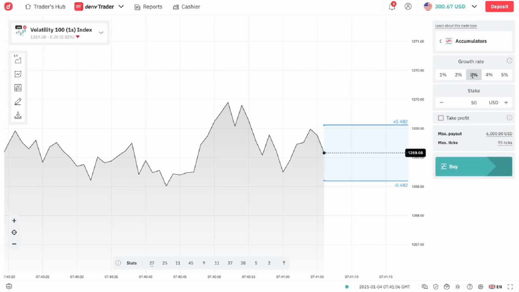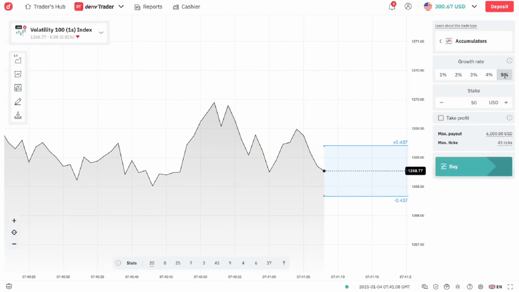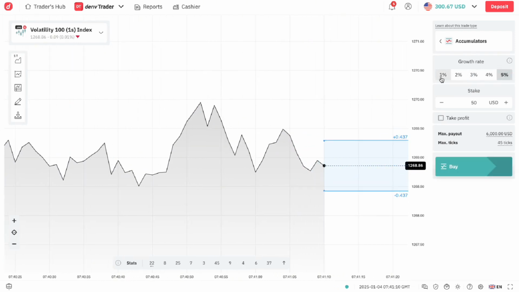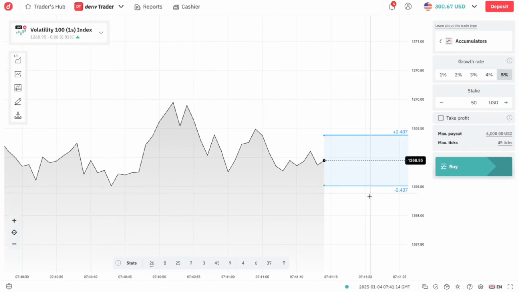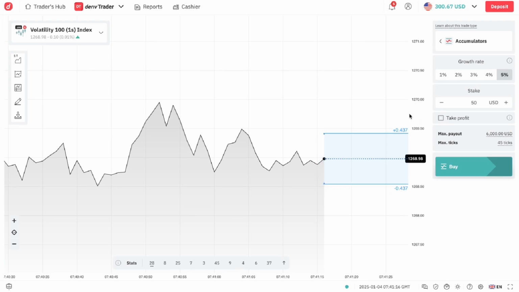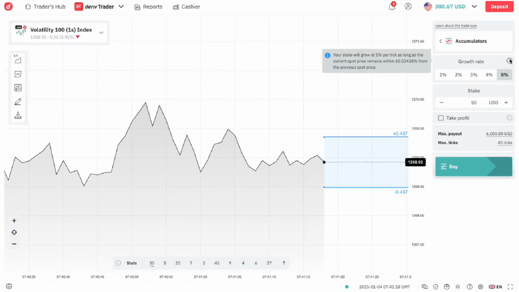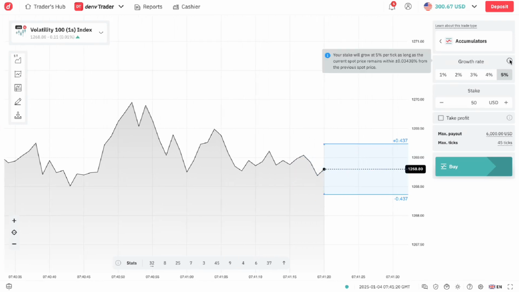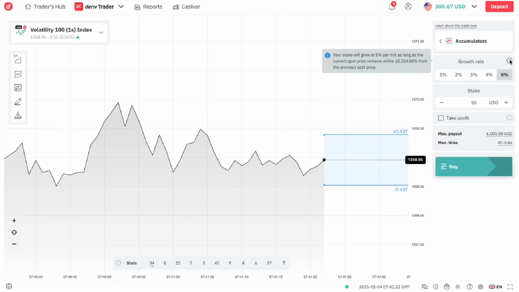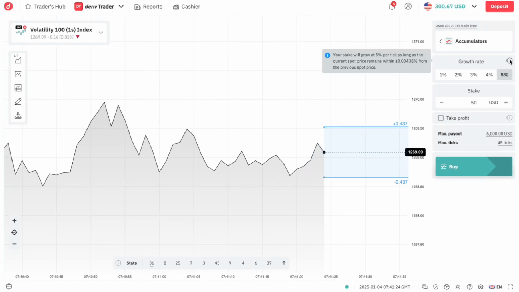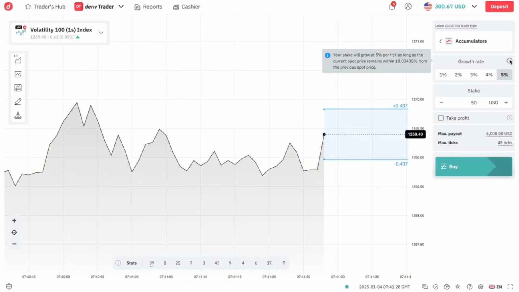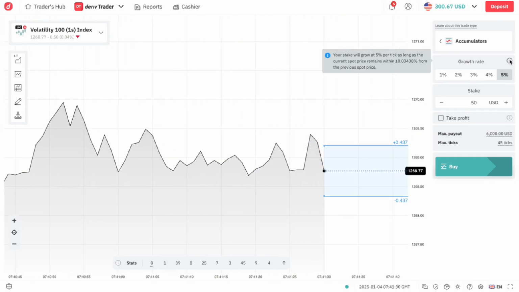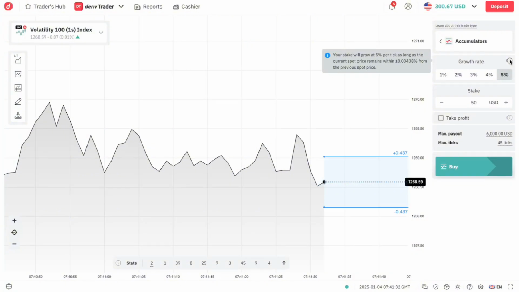By default, it's on accumulators. It's usually on 3% rate, but you can always change it to 5%. But note, the more you go up the growth rate, the narrower this blue gap becomes, so the riskier the trade. You can just read here: your stake will grow at 5% per tick as long as the current spot price remains within plus or minus 0.03438% from the previous spot price.